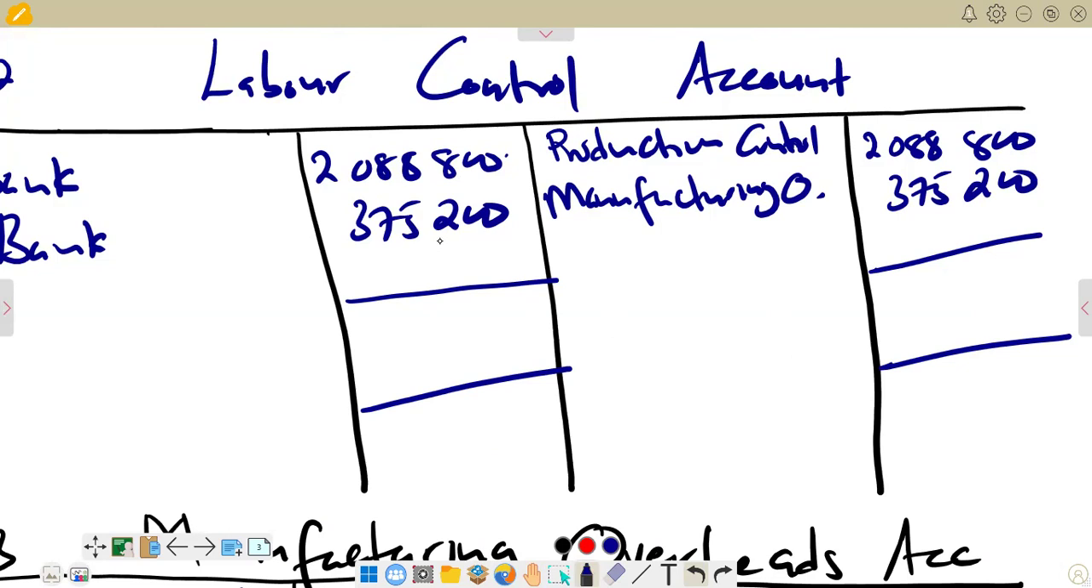So we are just going to add 2,088,800 and 75,200. Then when we add that one, we are going to get 2,464,000. It is going to come on both sides. You will see that the total that you get on debit is the same that you get on credit. So it means this one is already balanced. Then you can go and look at the next one.